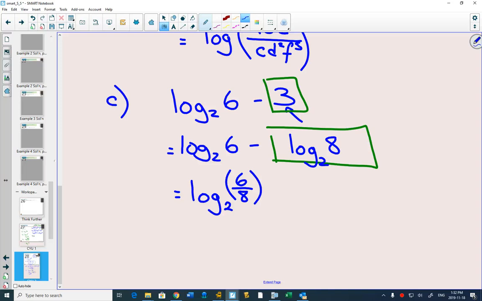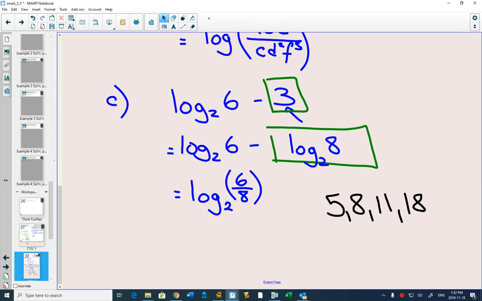So again, combining as a single logarithm, that strategy is taking the right-hand side and simplifying it and writing it as the left-hand side. Okay, questions for this one? 5, 8, 11, and 18.